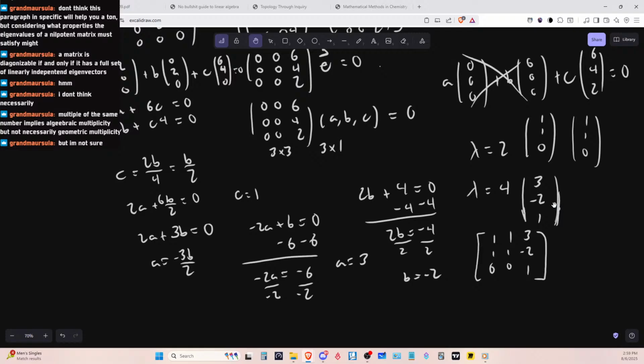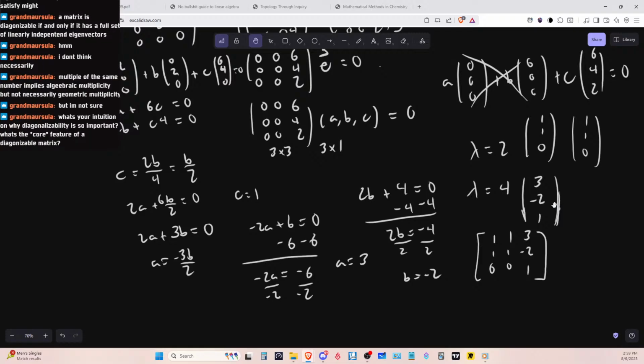I bet looking at all this looks like a total mess, huh, guys? What's your intuition on diagonalizability? It's so important. What's the core feature of a diagonalizable matrix?